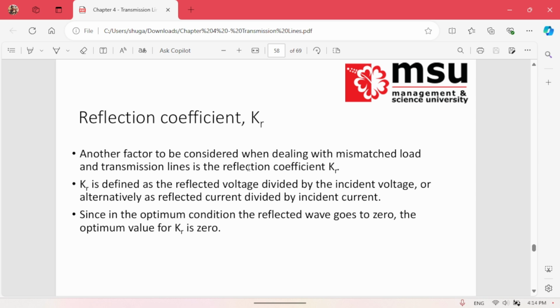So the reflection coefficient Kr is a factor to be considered when dealing with a mismatched load and transmission line. This is defined as the reflected voltage divided by the incident voltage, or alternatively as the reflected current divided by the incident current. Since in the optimum condition the reflected wave goes to 0, the optimum value for Kr is 0.